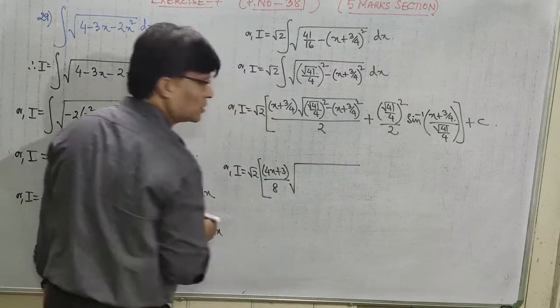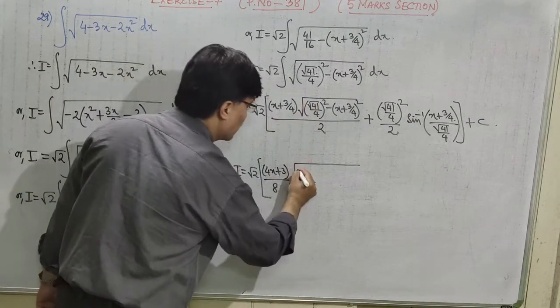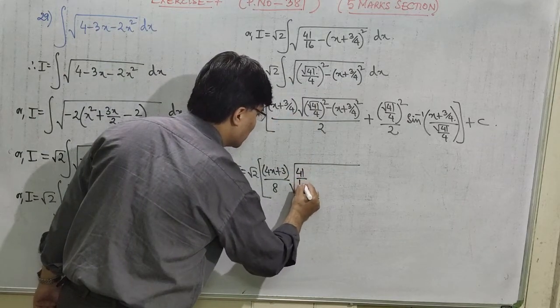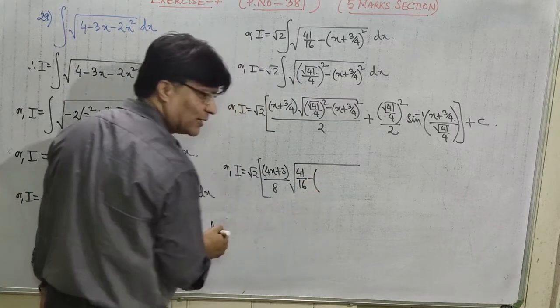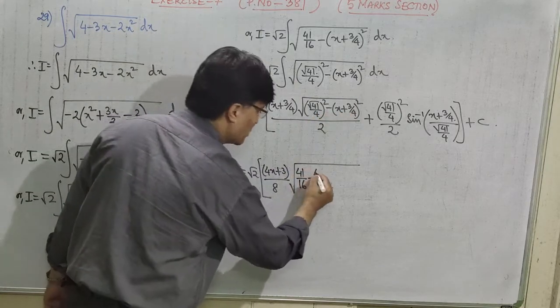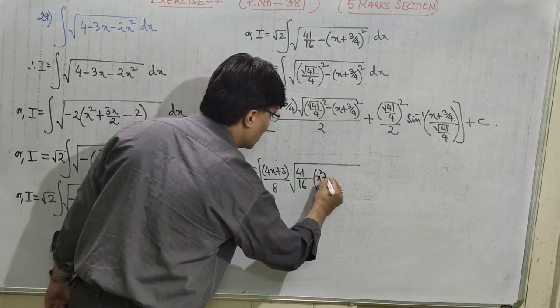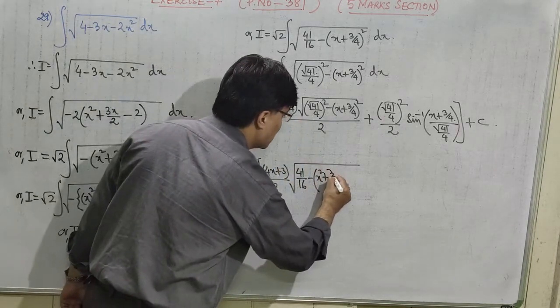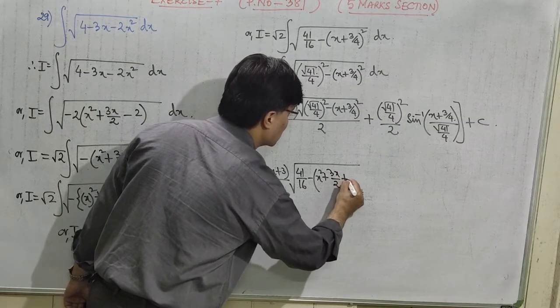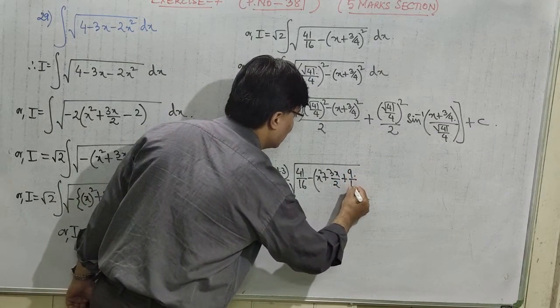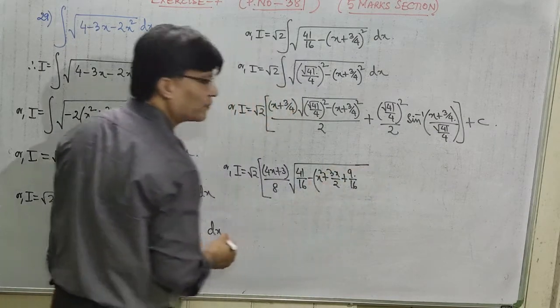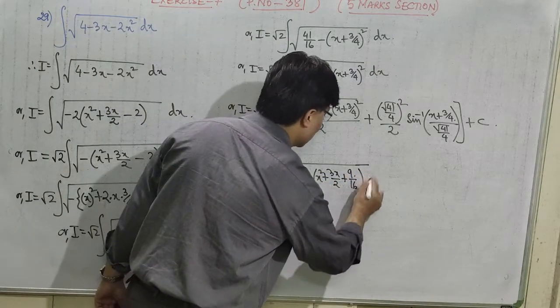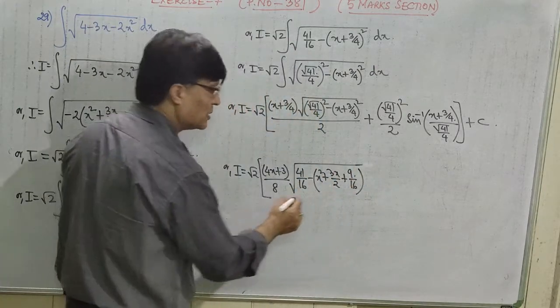Then within is square root. What is root over (41/4)² whole square? This is 41 by 16, minus within bracket, this is your (a + b)². a² is x², plus, what is twice ab? 2 into x into 3 by 4, that is 3x by 2, plus, what is b²? 9 by 16. Is that clear? So bracket is closed, right?